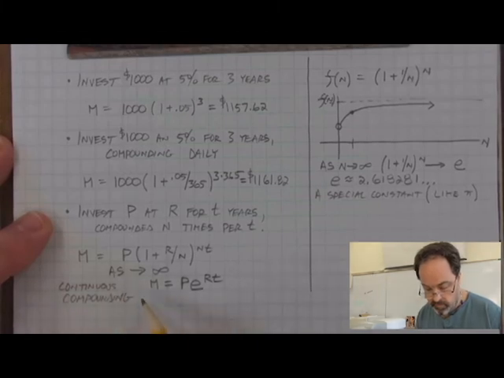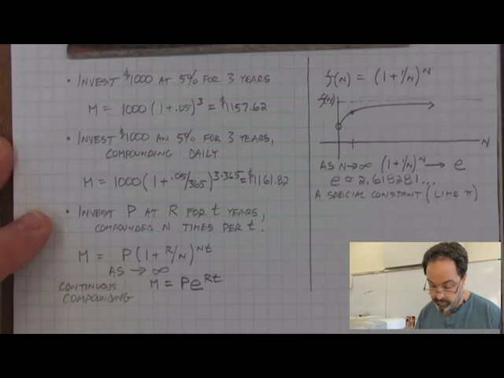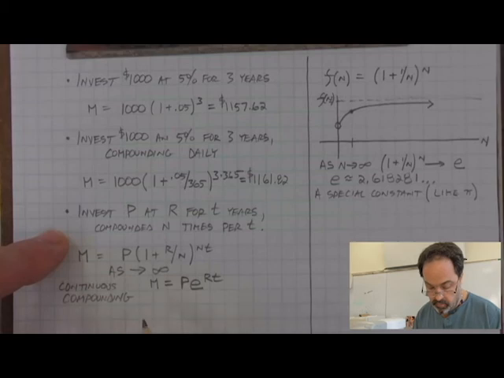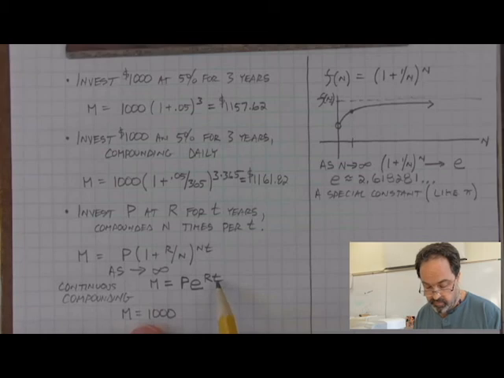Let's finish by using it. We had the context of $1,000 being invested at 5% for 3 years. If we were to put that into a continuous compounding account, we would have 1,000 times e to the 0.05 t. And that is approximately equal to, to the nearest penny, $1,161.83.